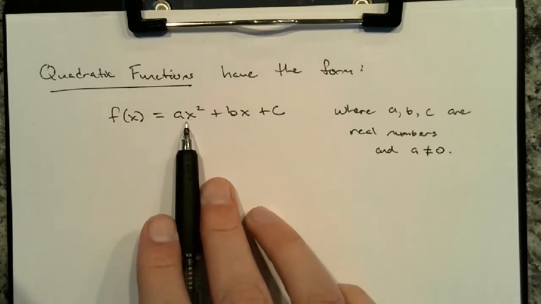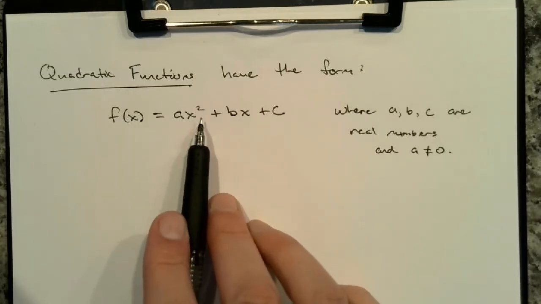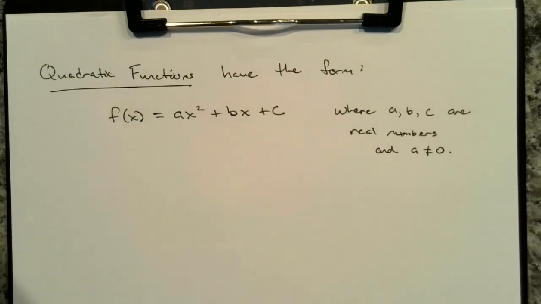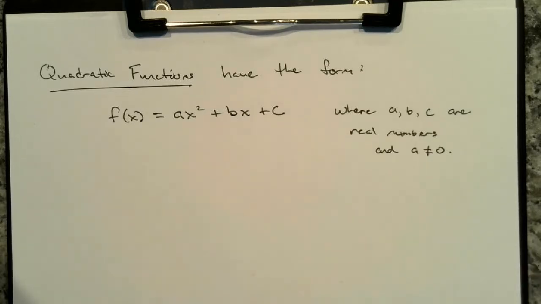A doesn't equal 0 because if it equaled 0, this first term would just be 0 and cancel out. And to be a quadratic function, we need that highest power to be 2, right? So that's why we need a to be not 0. So they're real number coefficients. The x's, remember, stay x's because they're functions of x.